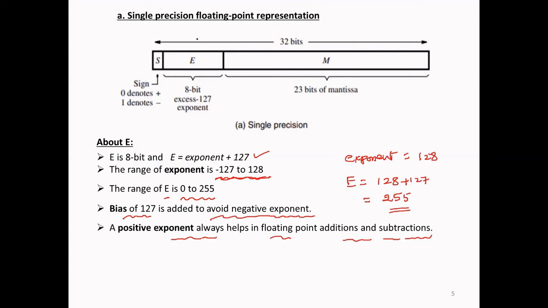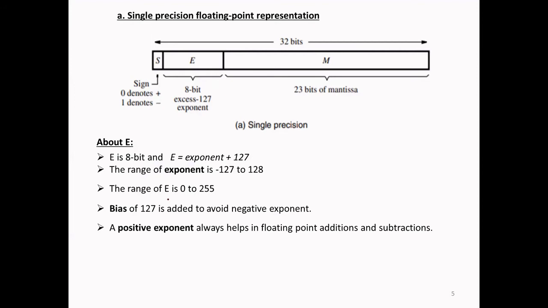So our conclusion is that E is nothing but the real exponent plus 127, which we do while representing in the single precision 32-bit format. So the range of E is 0 to 255, only positive numbers. What is the range of the original exponent? This is minus 127 to 128. Remember this point.